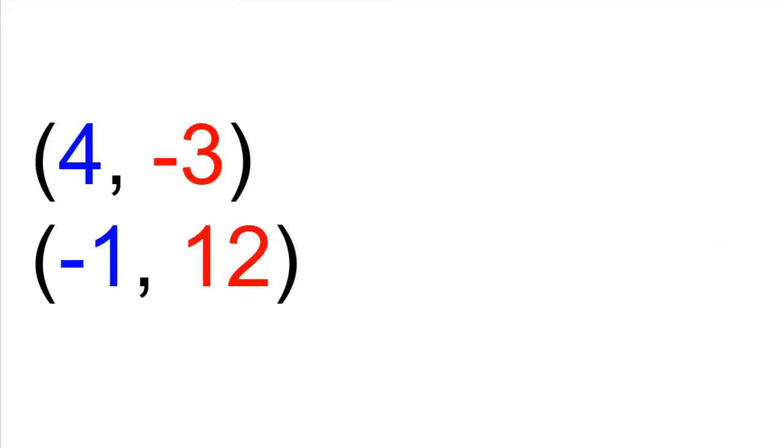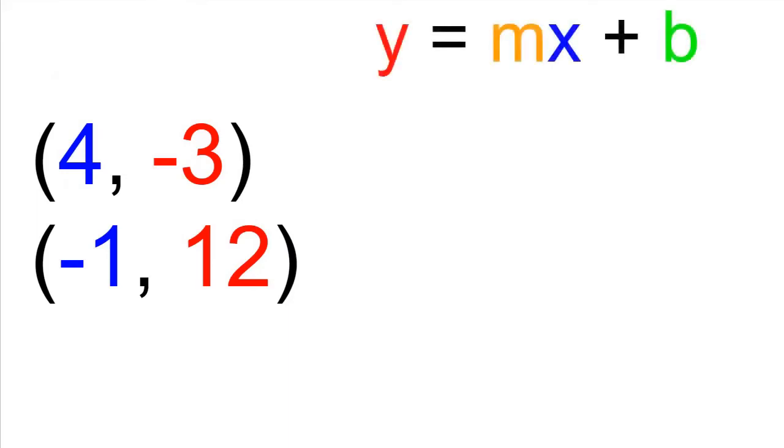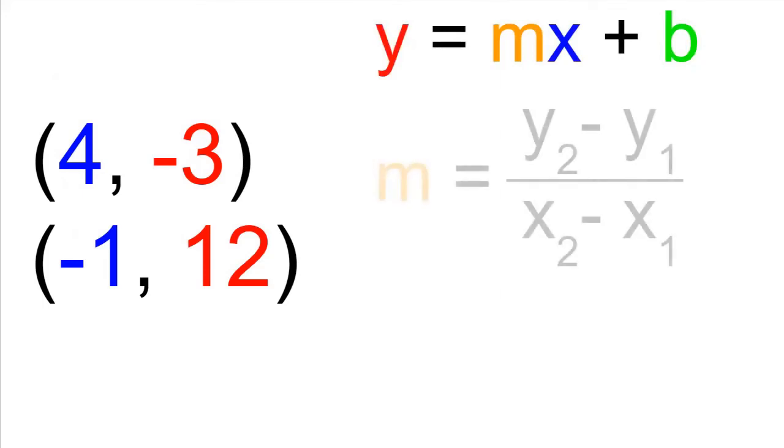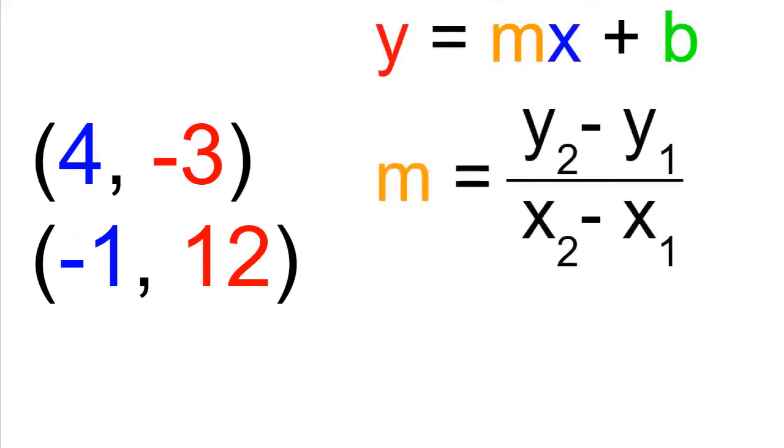Now what about if we had 2 points instead of a whole table? How would we figure out the slope and the y-intercept? Well, the first step is to find our slope, which we can do with the formula. So m equals y2 minus y1 over x2 minus x1. Now, like last time, we label these points 1 and 2. So this is point 1, this is point 2. Now, to find y2, we look at the y coordinate of point 2. So point 2 is -1, 12, and the y coordinate is 12.